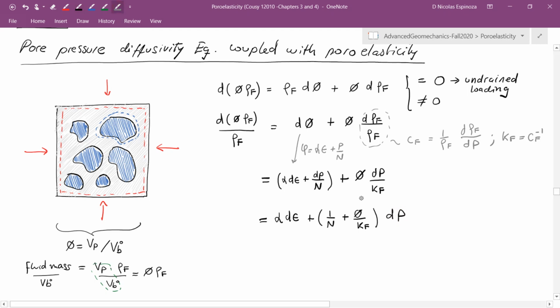Notice here that alpha is a constant, n is a constant, Kf is, I'm assuming, a constant, but porosity is not. Porosity is something that is going to change. So I'm going to make one more assumption over here, and I'm going to assume that the changes of porosity are much smaller than the original porosity.